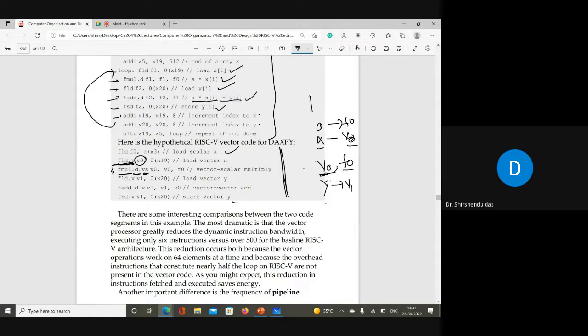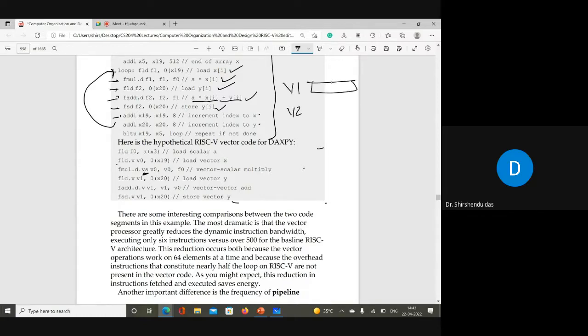Don't think that, even if you are giving an instruction that performs addition of two vectors, suppose let me remove all this. Suppose I have two vectors v1 and v2. These are the two vectors, and I have written a command here: add v1, v1 comma v2, and store it again in v1. Suppose this is a vector command.